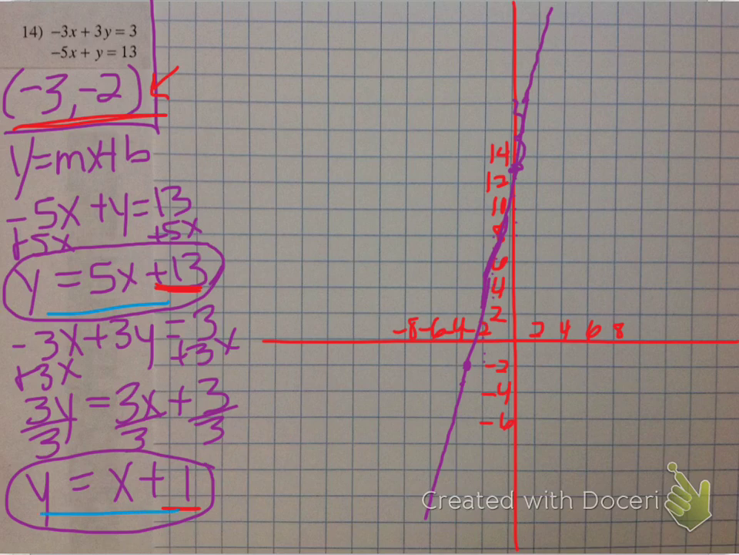Now let's graph my other line here. Positive 1 is just right there. Positive x is up 1 over 1, up 1 over 1. So it's just right there. So I'm going to go down 1 over 1, down 1 over 1, down 1 over 1, down 1 over 1. Okay, and my line goes right through that point. -3, -2. That's X marks the spot. So it looks like we did this correctly.